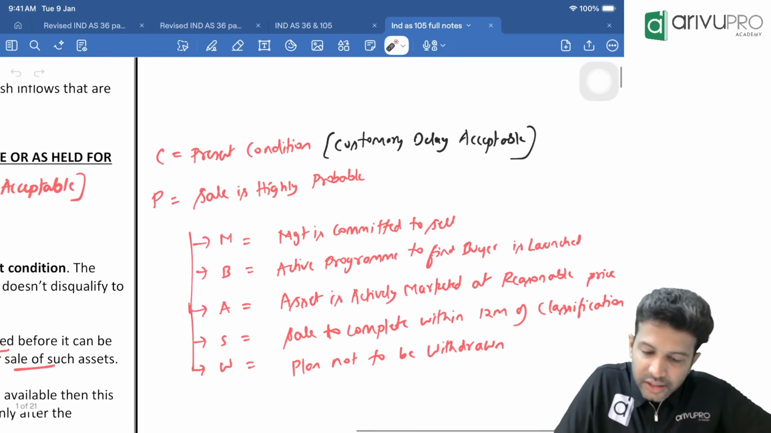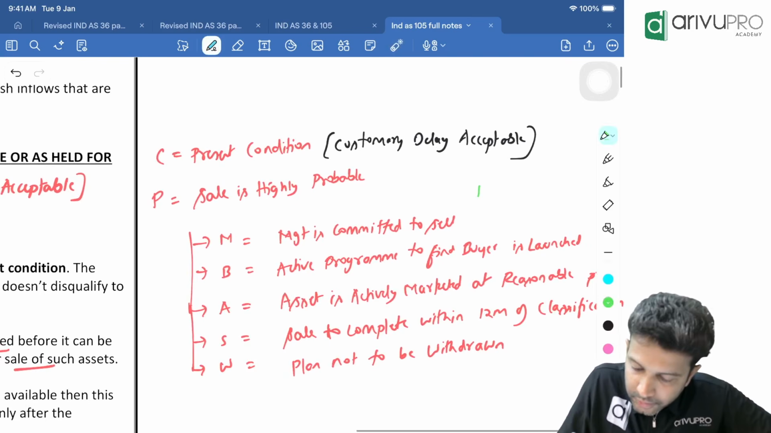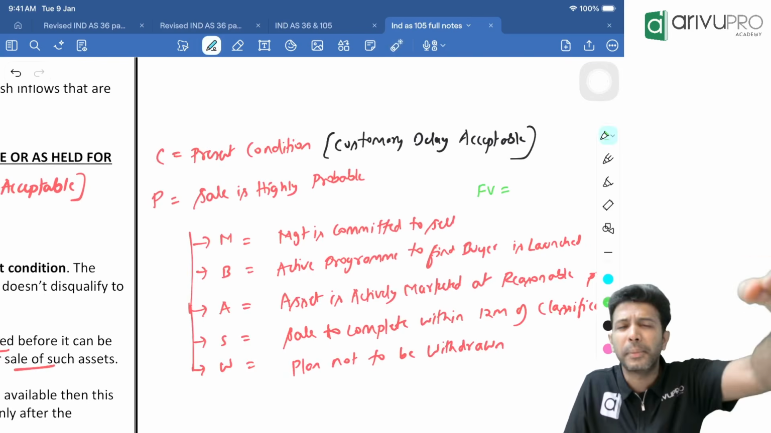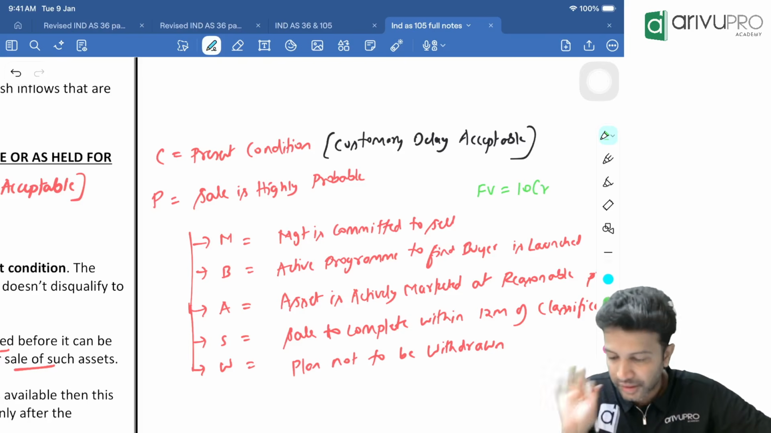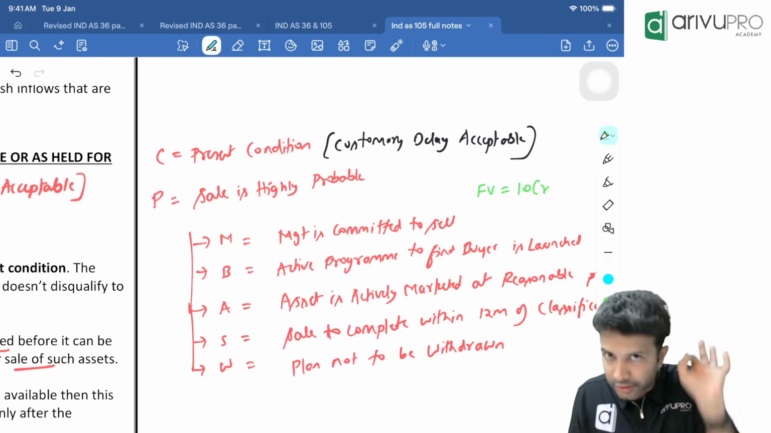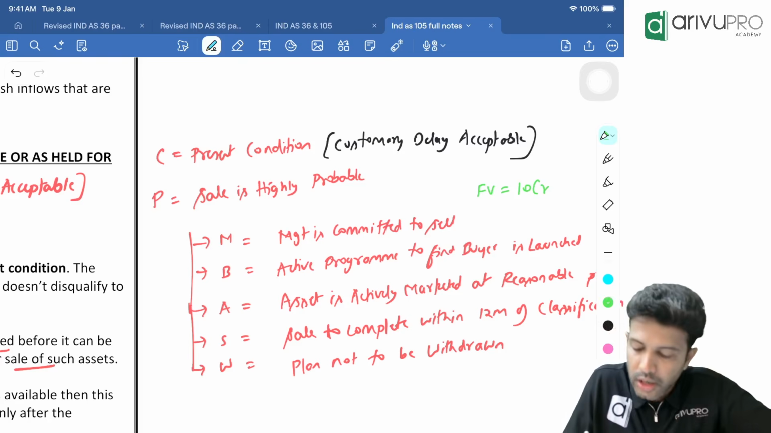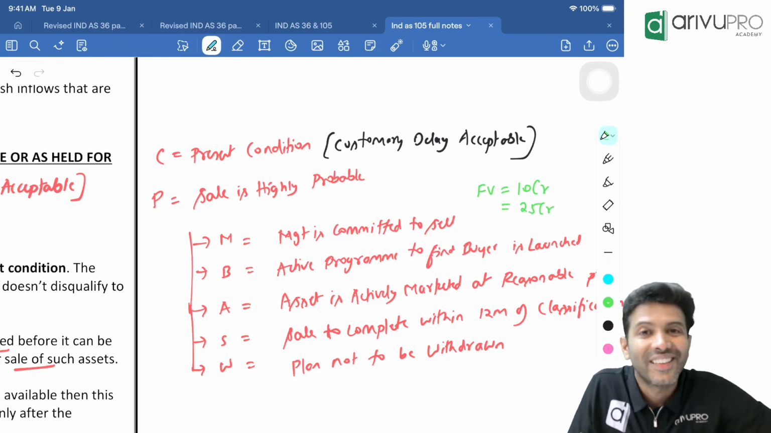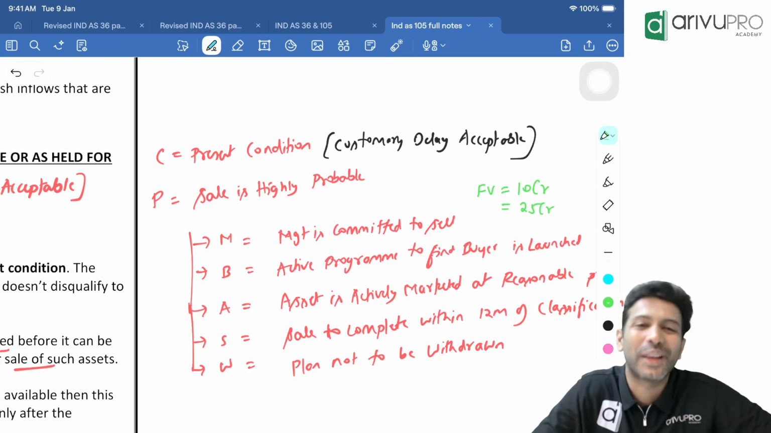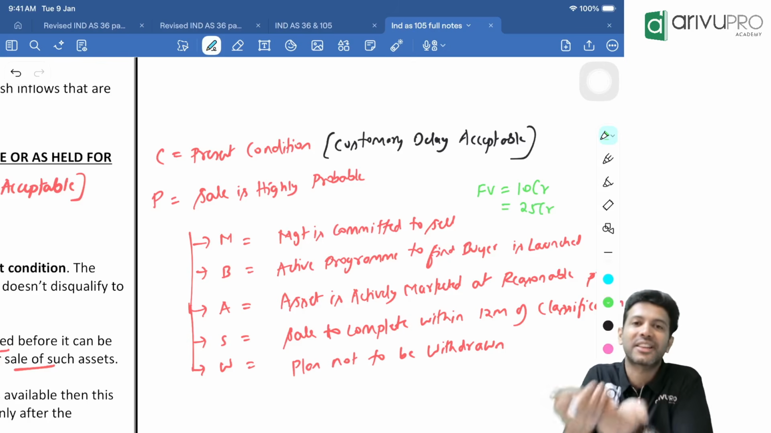Now let's say the fair value, the market value of that asset. Let's say a company wants to sell a factory. The fair value of that factory is 10 crore, assumption. The fair value or market value is 10 crore. But the company is marketing it at, let's say, 25 crore. The company wants to sell it at 25 crore. That is the expected selling price the company is expecting.